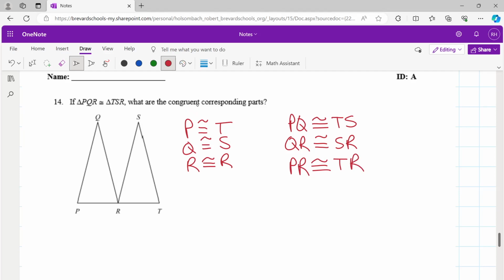All right, so what are the congruent corresponding parts? Here's your angles. And here's your sides. Using the order of the letters, the order of the vertices in the congruent statement. You don't need to look at the picture.